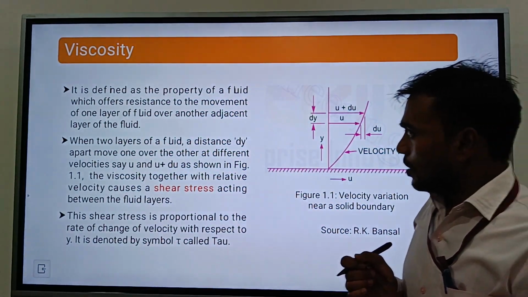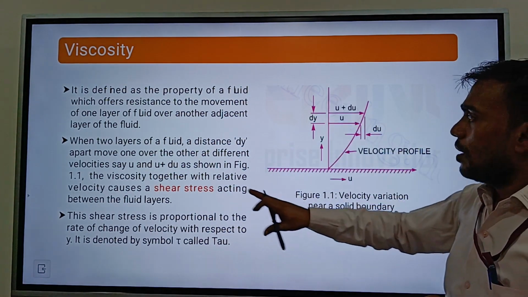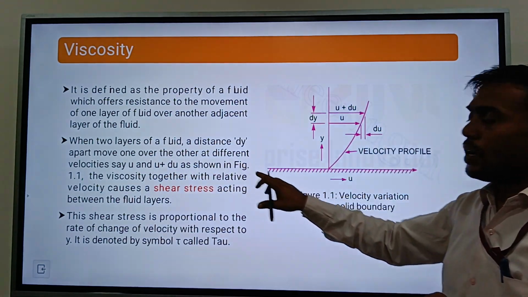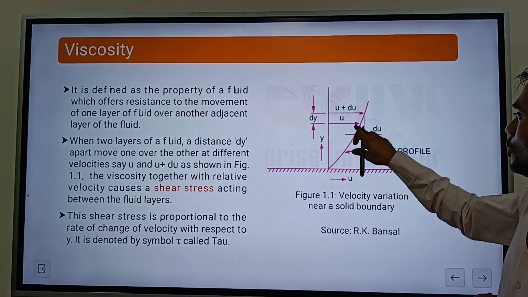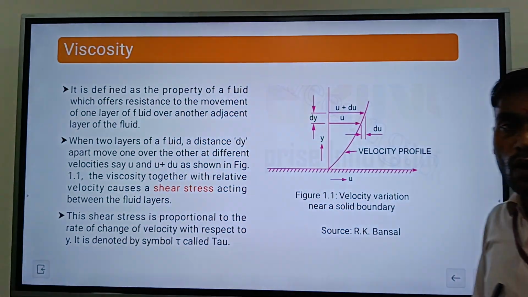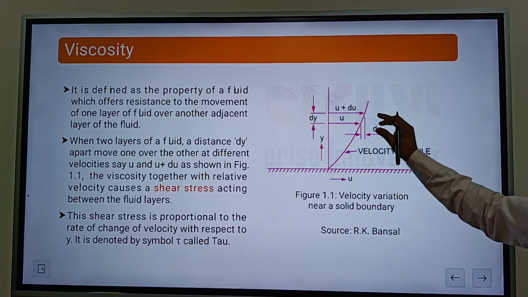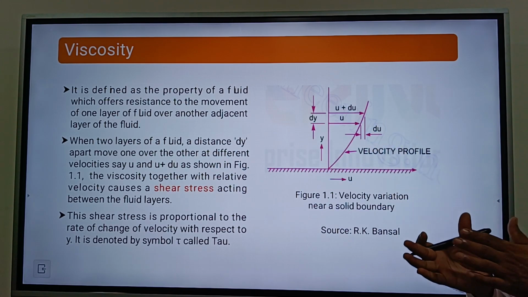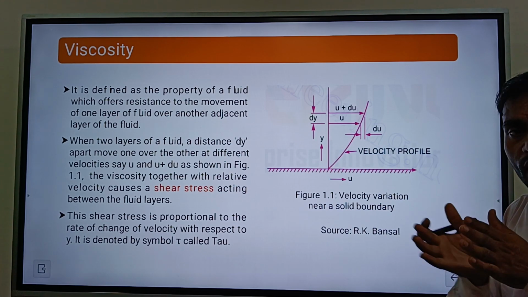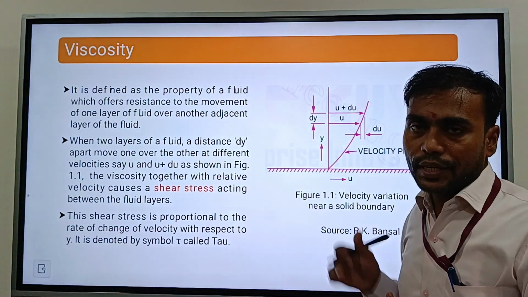Okay. Now when two layers of fluid, suppose at a distance dy apart, move one over the other at different velocities, say u and u plus du, as shown in this figure, the viscosity together with the relative velocity causes a shear stress acting between fluid layers. So when internal forces or resistance are developed during the relative movement of two adjacent fluid layers, it will create the shear stress. Okay.